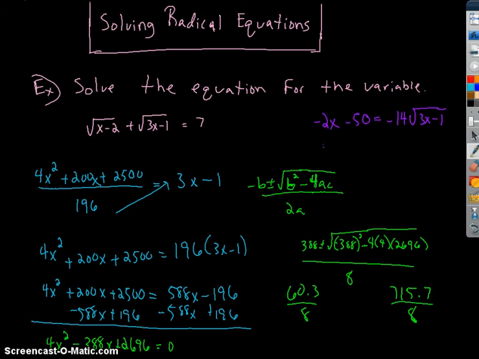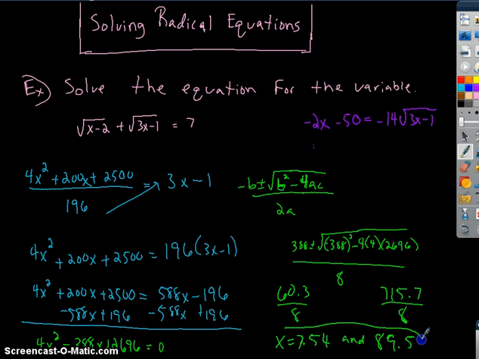So my two solutions are 70.54 and 89.5. Now I could solve this by plugging them both in, but we're running out of time. So I'm actually using my calculator to check it. I can show you how to do it too.